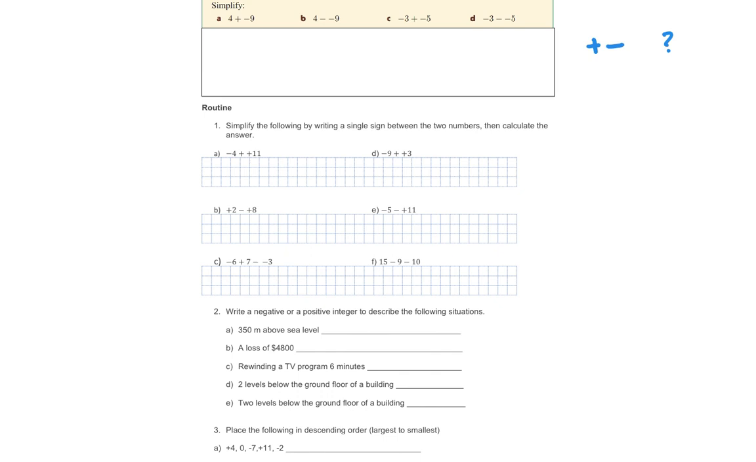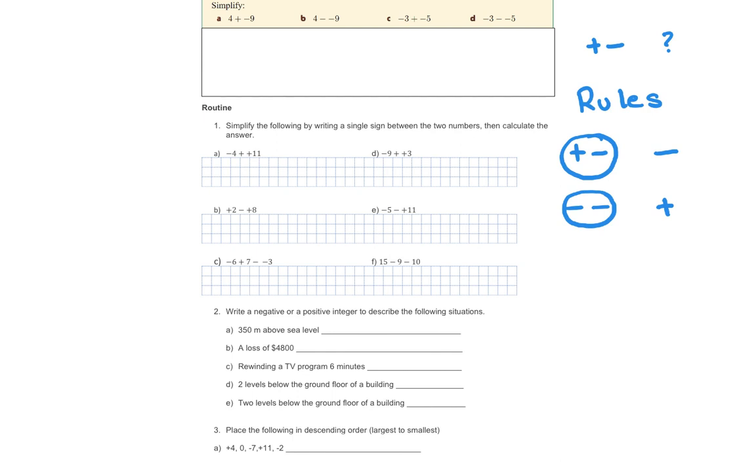Now, what happens when we've got two signs next to each other? So in that first example, we've got 4 plus -9. Well, there's a couple of rules that help us. If we've got a positive and a negative sign next to each other, we draw a circle around them and we write a negative sign instead. So the positive and the negative sign become negative. If we've got two negative signs, we cross them out and we write a positive.